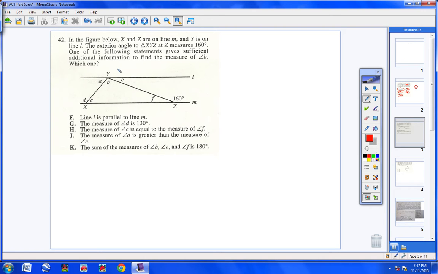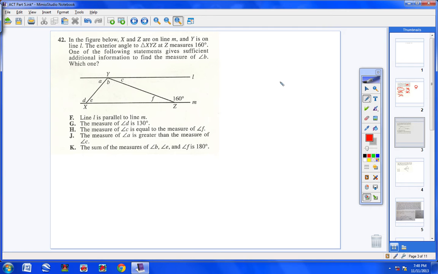Number 42, in the line below, X and Z are on line M and Y is on line L. The exterior angle to triangle X, Y, Z at Z measures 160. One of the following statements will give us sufficient additional information to find the measure of angle B.